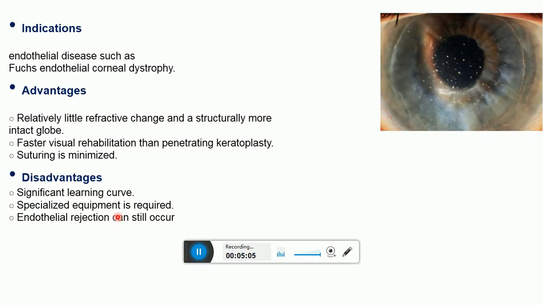The indications include endothelial disease such as Fuchs endothelial corneal dystrophy. The advantage: relatively little refractive change in a structurally more intact globe, fast visual rehabilitation, and, compared with penetrating keratoplasty, suturing is minimized. The disadvantage: significant learning curve, specialized equipment, and endothelial rejection can still occur.